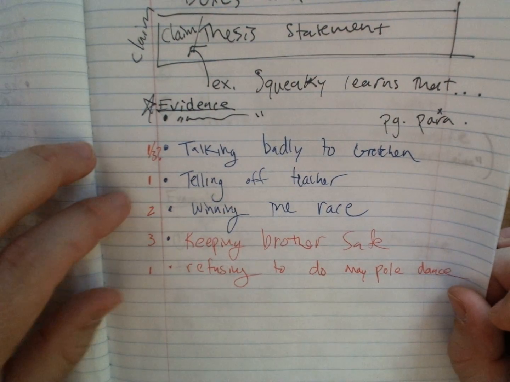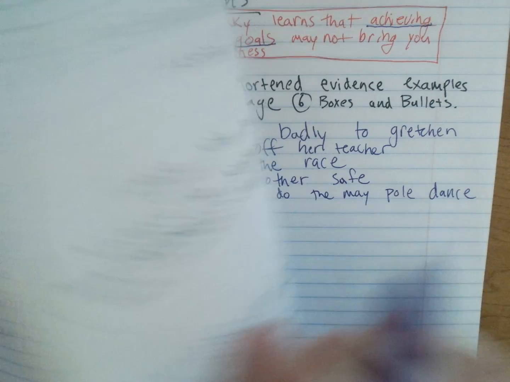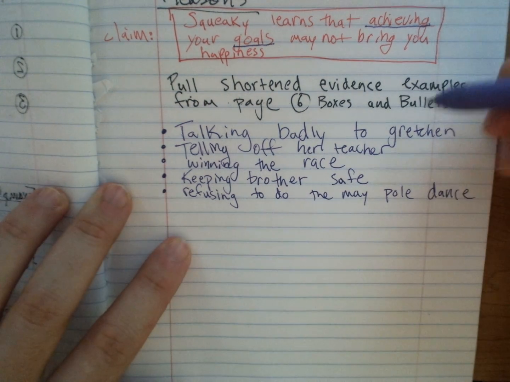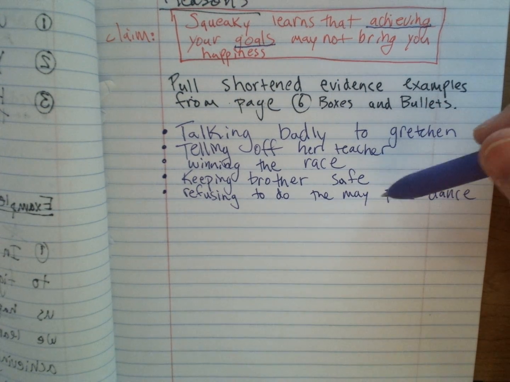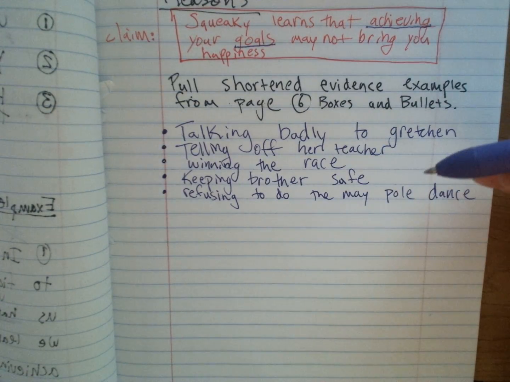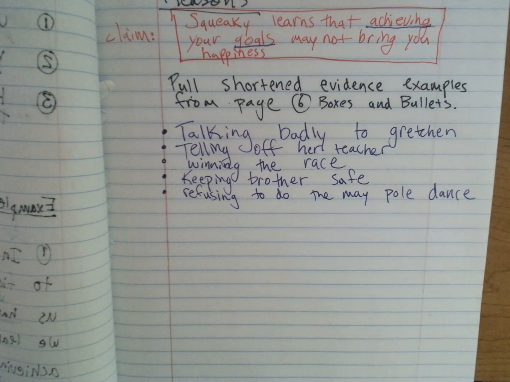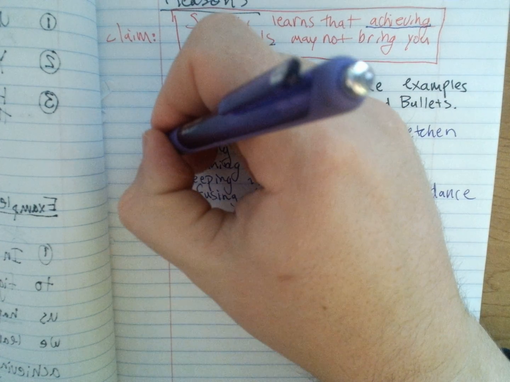So over here you can see I put some numbers together as far as how I thought about how I might sort these. Looking at the evidence with me, I'm trying to think which of these could go together to help me decide what my reason is that fits with it. So talking badly to Gretchen and telling off her teacher. To me, those both seem similar as far as she's telling someone off. She's like, no, and doesn't care that she's being rude. So I'm just going to put a 1 next to them because I think they're pretty similar.